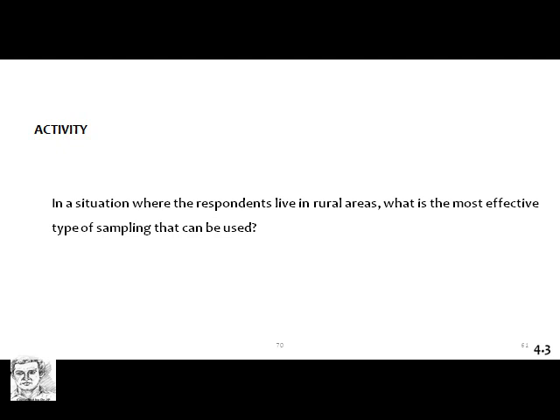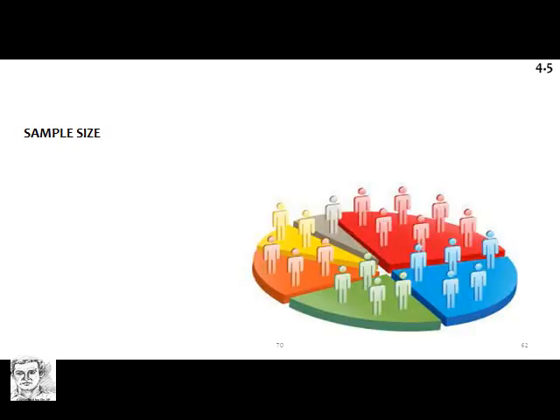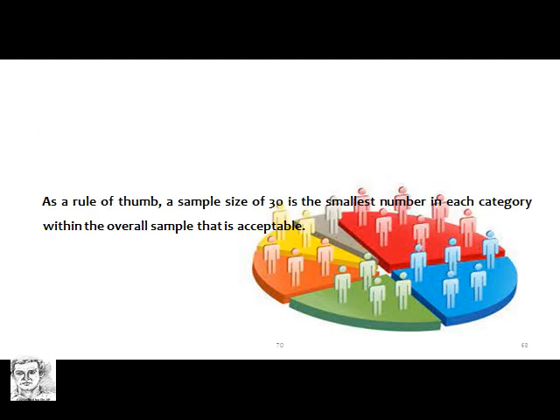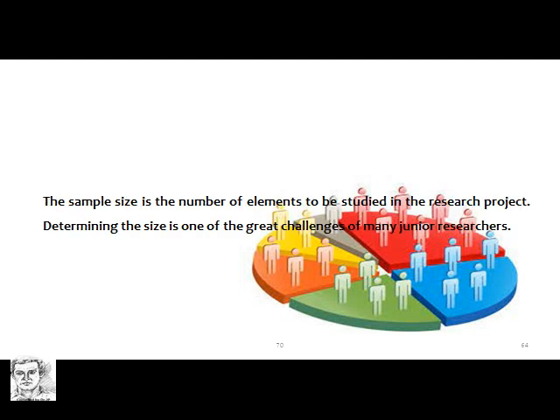Activity. In a situation where the respondents live in rural areas, what is the most effective type of sampling that can be used? Sample size. The sample size is more often than not determined by judgment as well as calculation. In many cases, the types of statistical analysis used would determine the minimum sample size for each individual category. As a rule of thumb, a sample size of 30 is the smallest number in each category within the overall sample that is acceptable. The sample size is the number of elements to be studied in the research project.